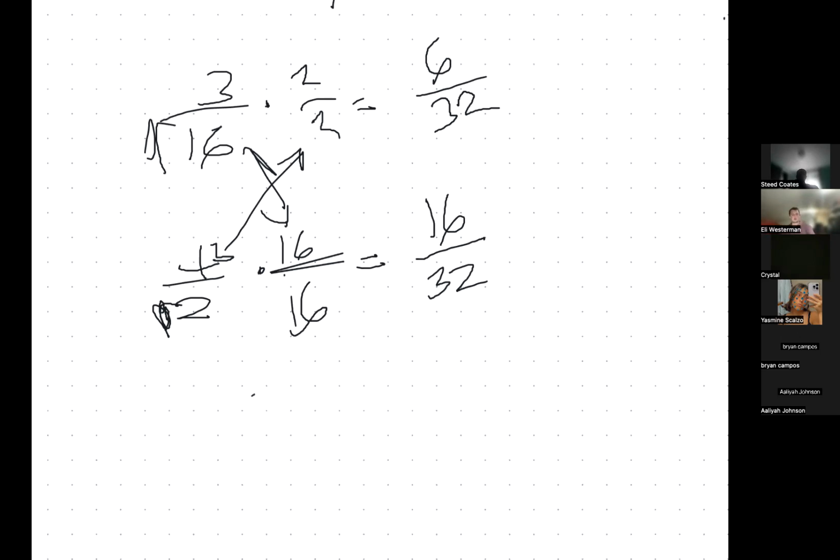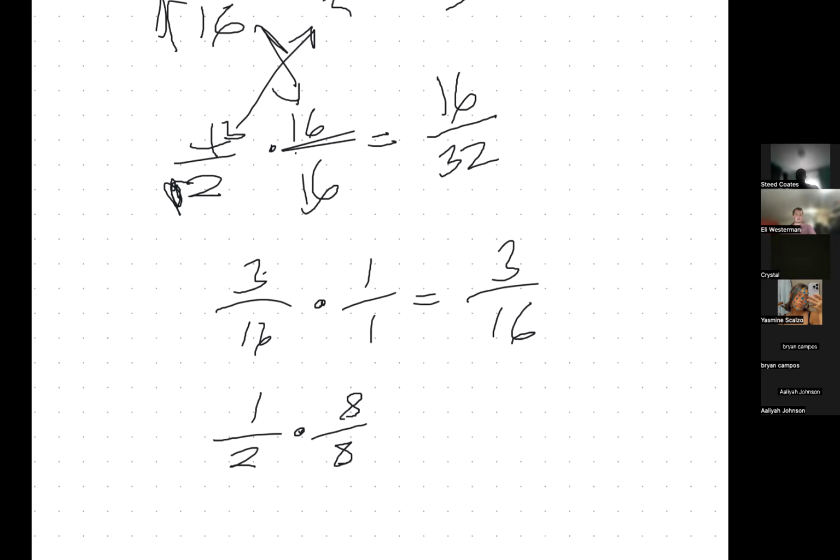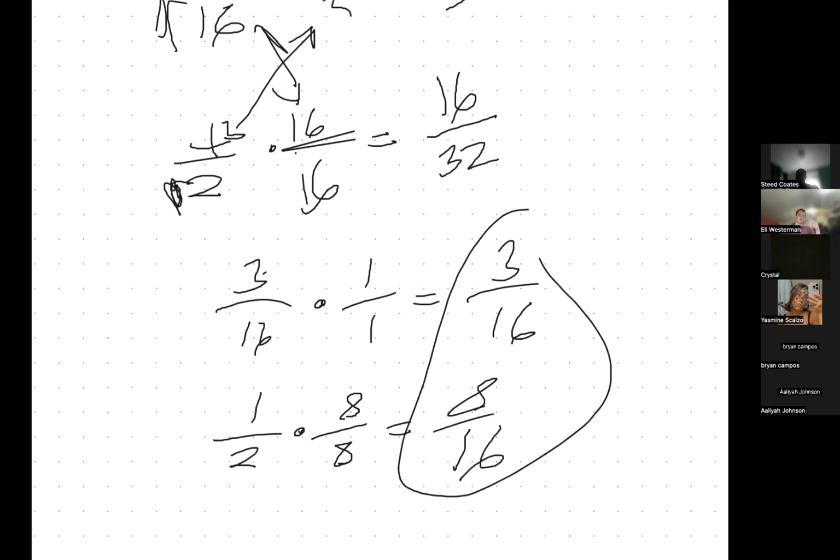If we look at this one, 3 over 16, and this is the same one, 1 over 2. Yeah, no, it's not random numbers. You can actually realize you don't have to multiply this one by anything because you can just multiply this one by 8 over 8 and you get 8 over 16. And then you have some numbers that have the same denominator.